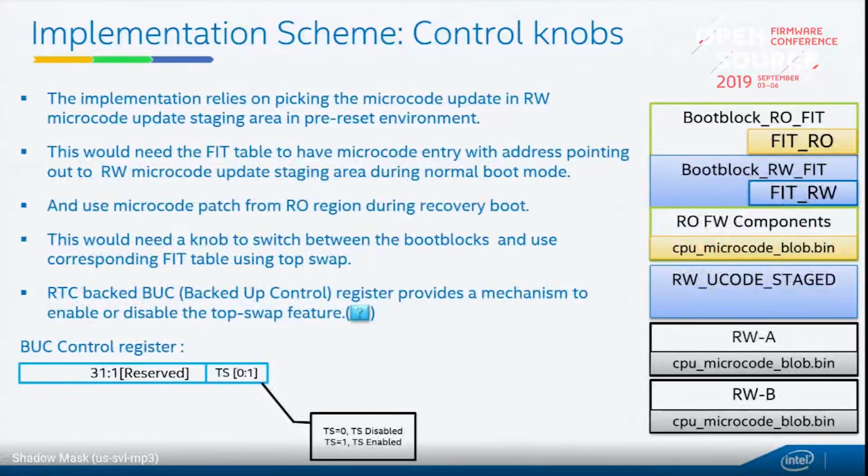So essentially both boot blocks are now pointing to different FITs. When I boot from the first boot block, I'm able to point to the microcode binary in the RO region. If I pick the boot block which is below, I'm able to patch the microcode from the RW region. So this allows me to update the microcode region and use the microcode update from there. This backup control register is part of your RTC register block, and you can just write 10 to it as a switch to enable and disable the top swap.